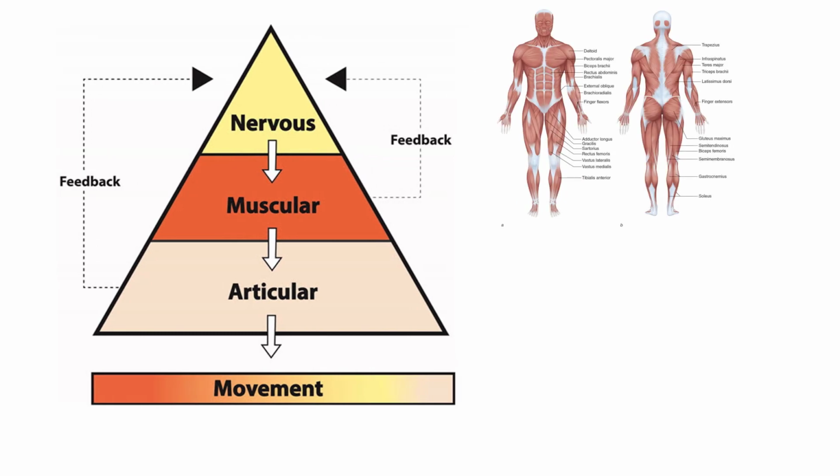So when we look at this pyramid here, we have this hierarchy of tissue control, which I've talked about in other videos. And what we're really interested in is the movement that's occurring as the output of these systems of the body. The nervous system, muscular system, and articular system are stratified here, but in reality the neuromuscular system exists together. You can't separate that.